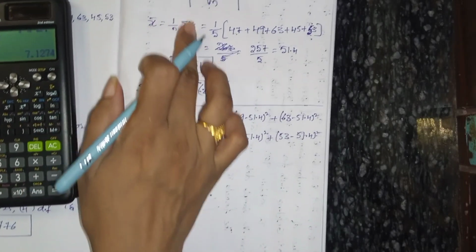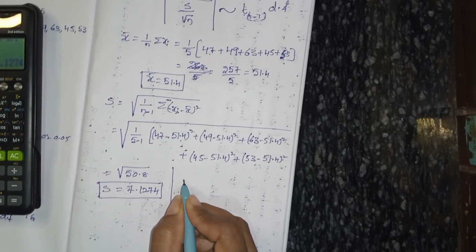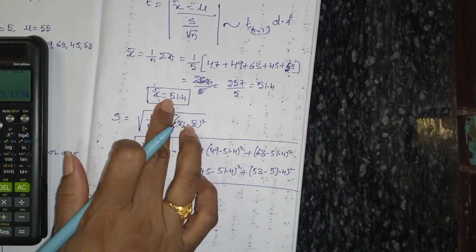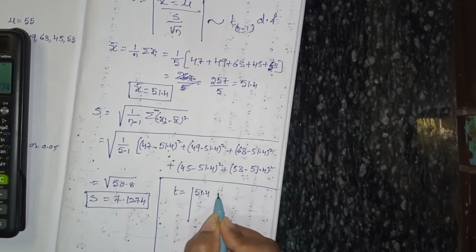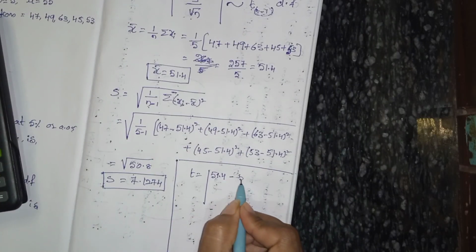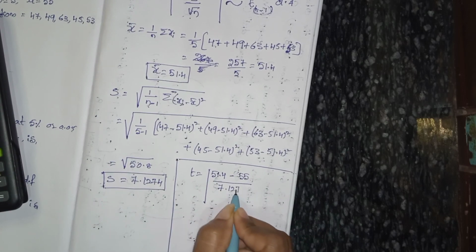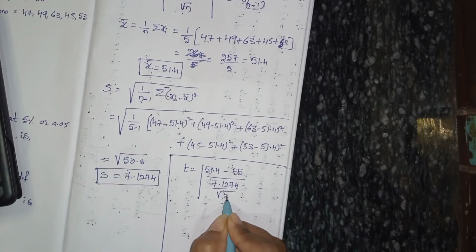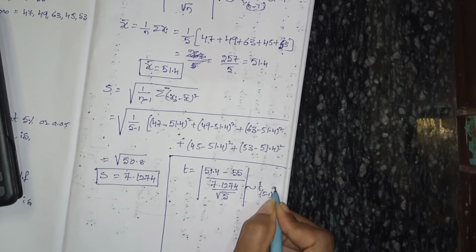What is the formula here? This one. So t equals mod of x bar, which is 51.4, minus mu, which is 55. It is there in the question itself. Divided by s, which is 7.1274, by square root of n, square root of 5. That follows t distribution with 5 minus 1 degrees of freedom.